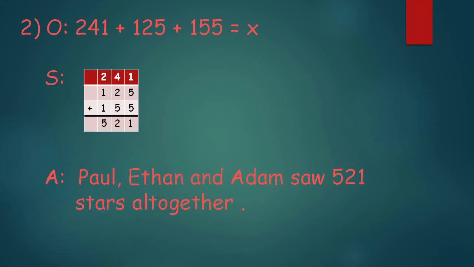Then you would do your sum. Remember I said you could do it vertically, so it's exactly the same. You'd write 241. Underneath that 125, and underneath that 155. And then you would start from the units and you would just add all the numbers in the same house together. So 5 and 5 and 1 gave us 11. 5, 2, 4 and 1 gives us 12. And 1, 2, 1, 1 gives us a 5. So Paul, Ethan and Adam saw 521 stars altogether. This is what you would have written for your answer sentence.